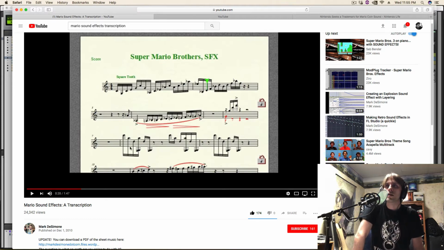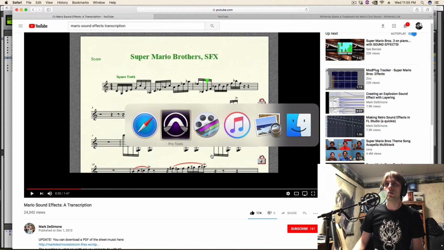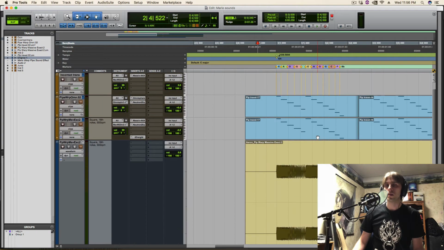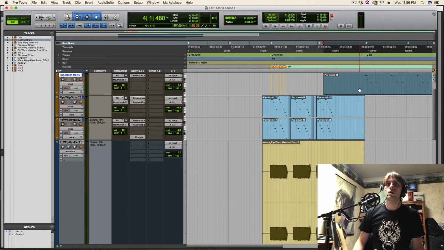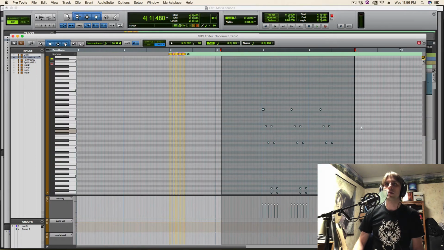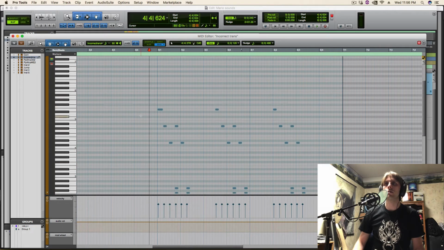Anyway, as you watch on this third line, this is the pipe warp sound that he notated. I thought, awesome, I'll just put in those notes and we'll have it. So I put in the notes, and I was excited at first. Here are the notes that I put in. And let's see what they sound like.